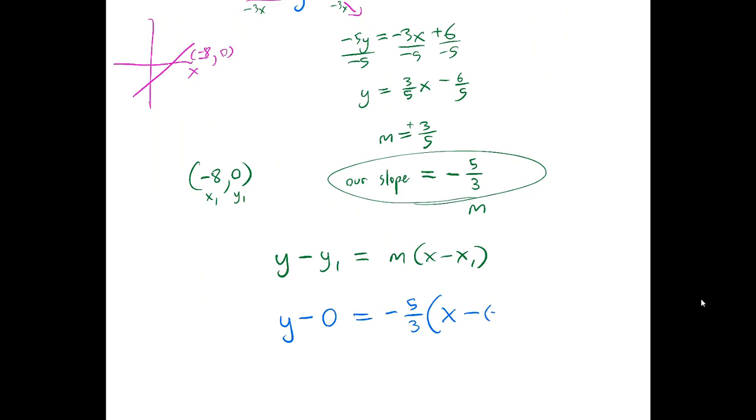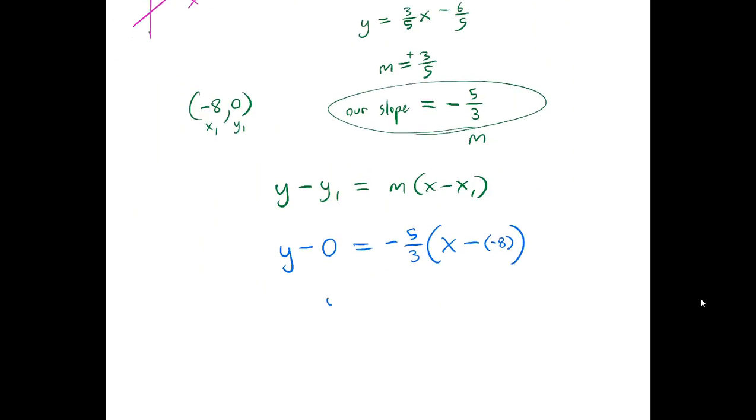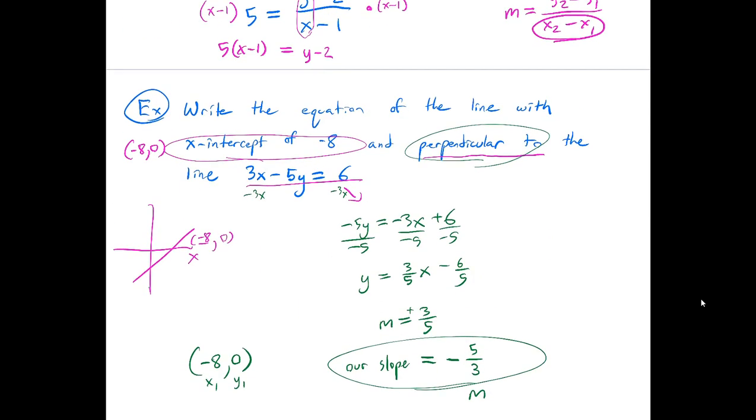So x minus negative 8. Right? So we could leave it like that, or you could simplify it a little bit and say y equals negative 5/3 x plus 8. Boom, done, right? That's so easy. And it just said write the equation.